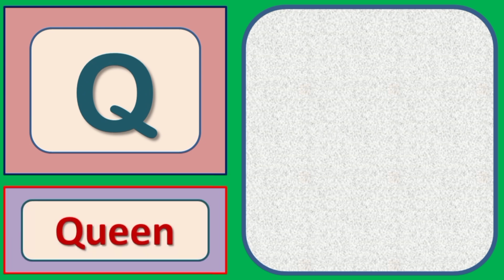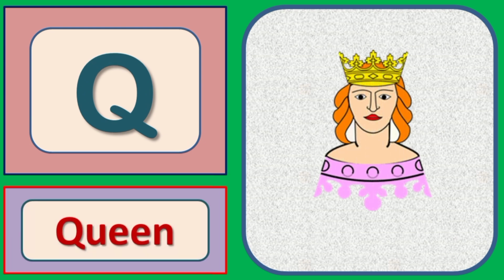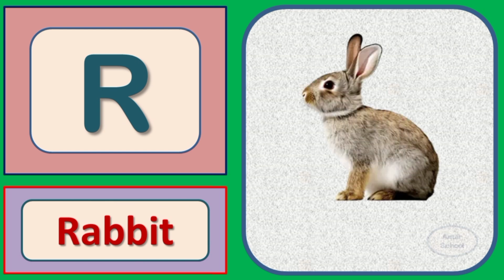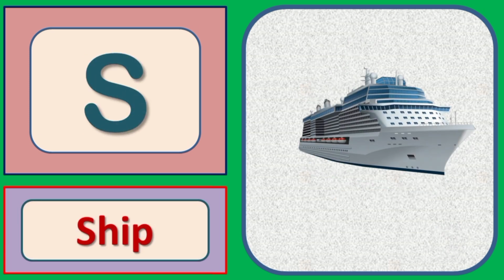Q for queen. This is queen. R for rabbit. This is rabbit. S for sheep. This is sheep.